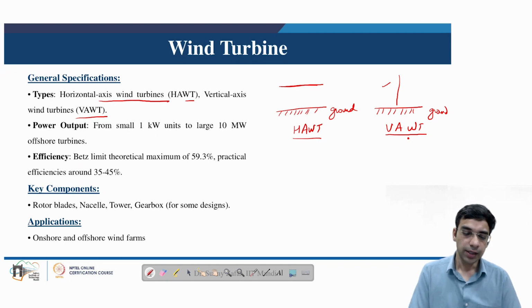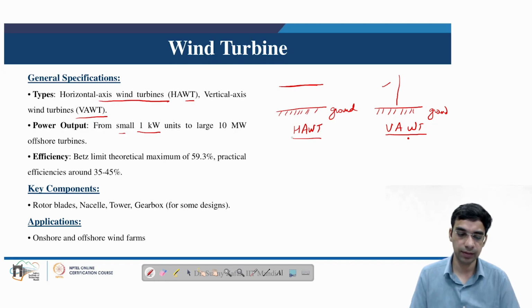compared to the horizontal axis wind turbine. So the power output for the wind turbine in general ranges from 1 kilowatt for smaller units, for example the vertical axis wind turbine, to as high as 10 megawatt for offshore wind turbines, which are primarily horizontal axis wind turbines. The efficiency of the wind turbines is theoretically limited to 59.3%, but in general we know that the wind conditions and weather conditions keep on changing, and because of that the practical efficiencies which are realized are in the range of 35 to 45%.